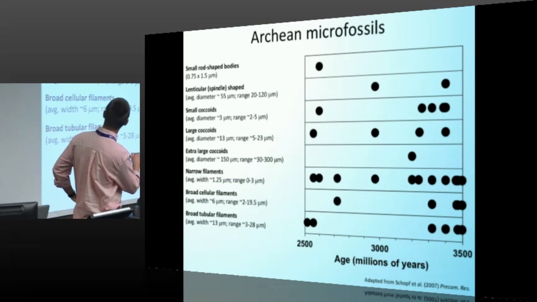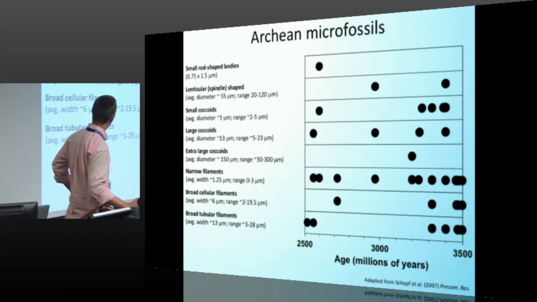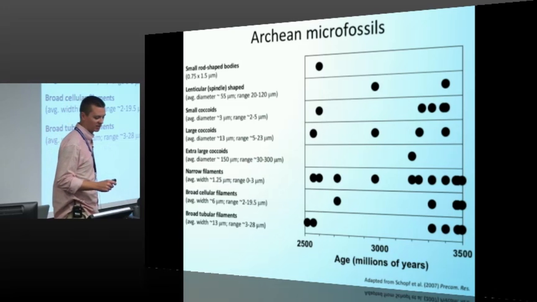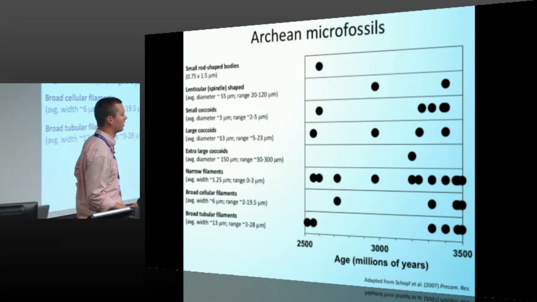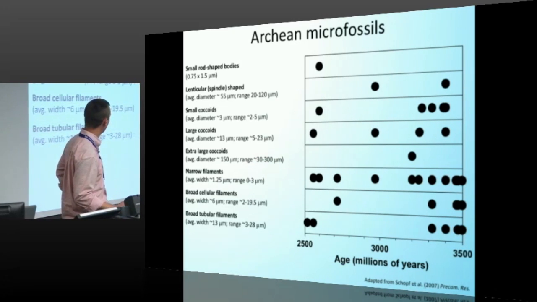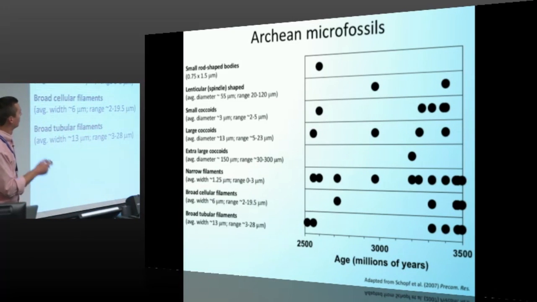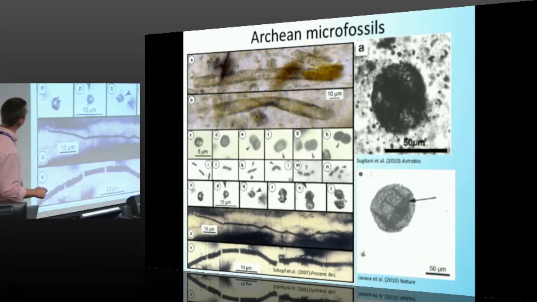Most of these things are relatively small, less than 50 microns, but more recently some larger coccoid things have been found, which are exceptionally large for the Precambrian and particularly the Archean record, where they get up to 300 microns in diameter. What the heck are those things is a good question.